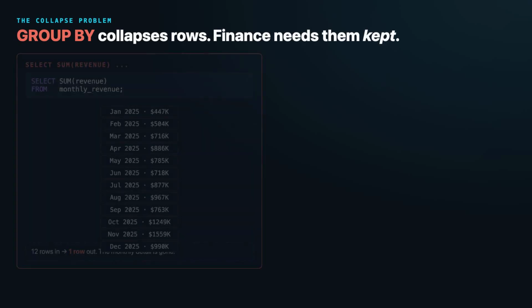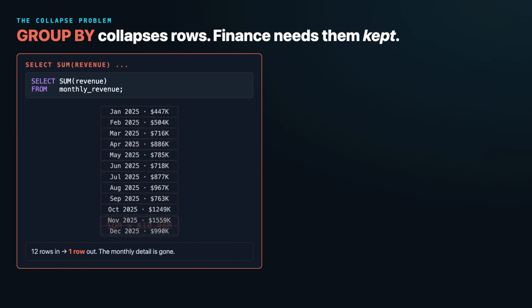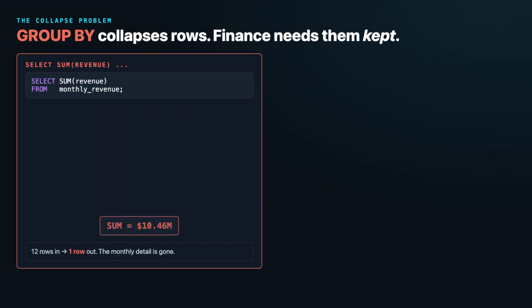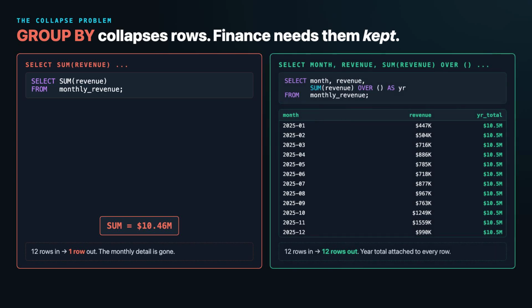GROUP BY is one of the workhorses of SQL, but it has one defining behavior. It collapses rows. 12 months in, 1 row out. Most finance reporting needs the opposite. Show me every month, and attach the year total. Show me every customer, and attach their region's share. Keep the rows. Add the aggregate.